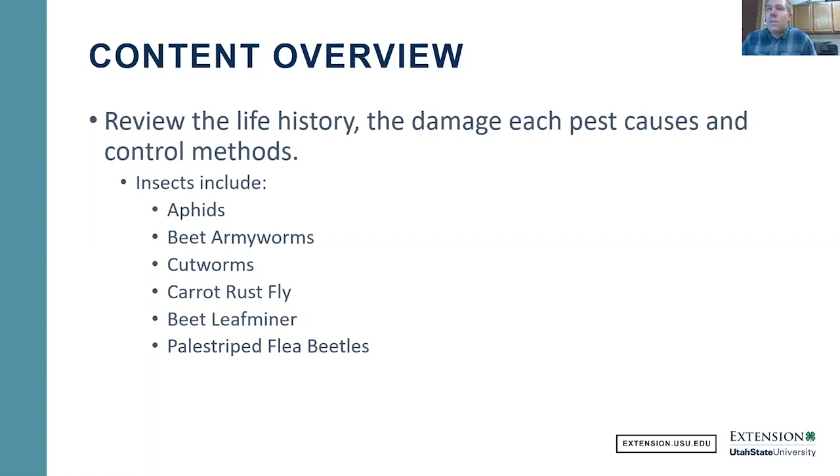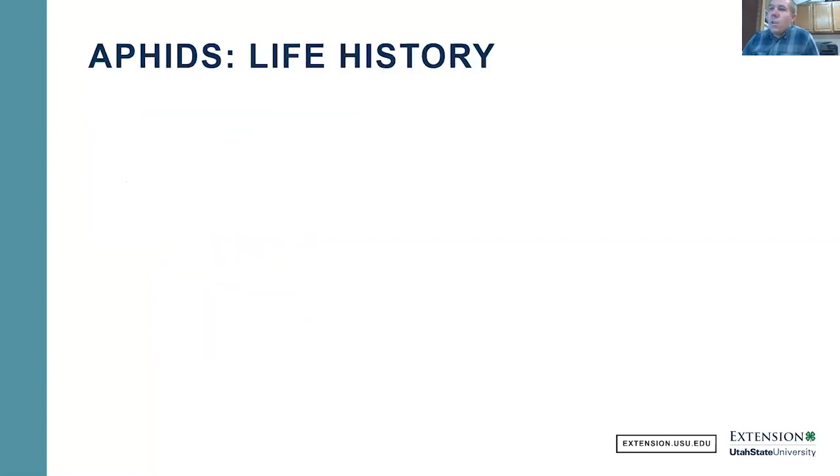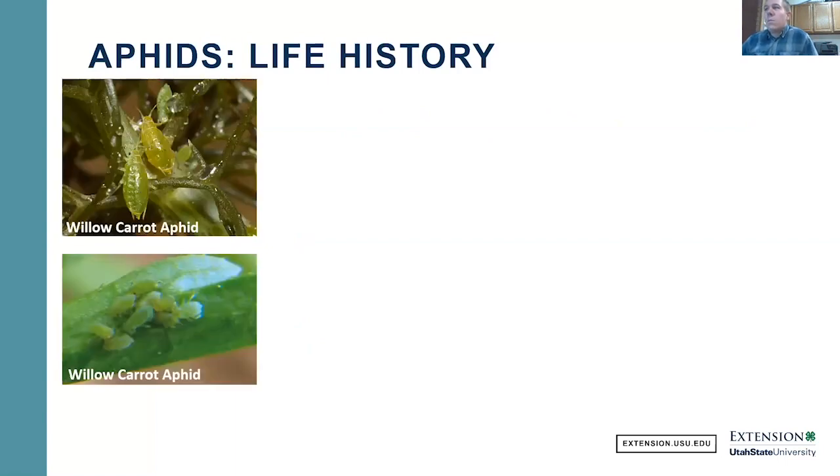So we're going to talk about aphids, beet armyworms, a couple different types of cutworms, carrot rust flies, beet leaf miners, and then pale-striped flea beetles. We're going to start out with the aphids. So first I'm going to cover the willow carrot aphids. They're about 1 millimeter long, so obviously pretty small since they're aphids, and their bodies are going to appear a little bit waxy colored, kind of like they've been dusted with a light wax. So they overwinter as eggs on woody hosts, and then during the summer you're going to find them pretty much all over your vegetables.